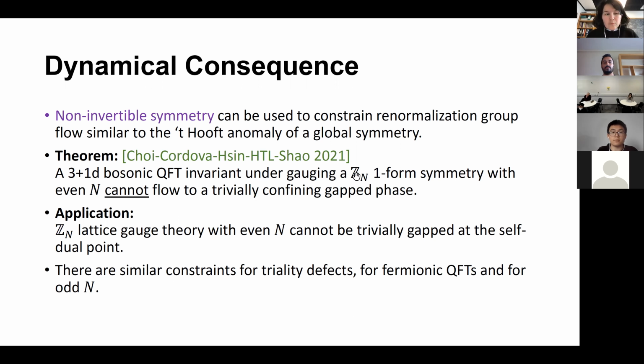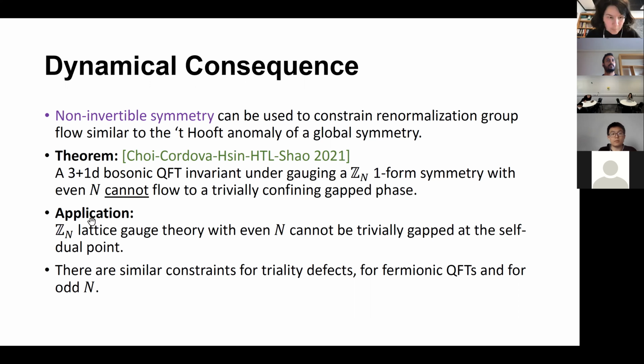Zn one-form global symmetry. Notice that if a 3+1d theory is invariant under gauging a Zn one-form symmetry, then the theory will have a duality defect. So this statement can be rephrased as: the existence of duality defects for even n prevents the theory from flowing to a trivially confining gapped phase. As an application, we can prove that a Zn lattice gauge theory with even n cannot be trivially gapped at the self-dual point.